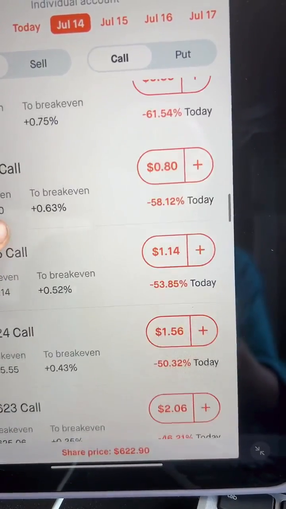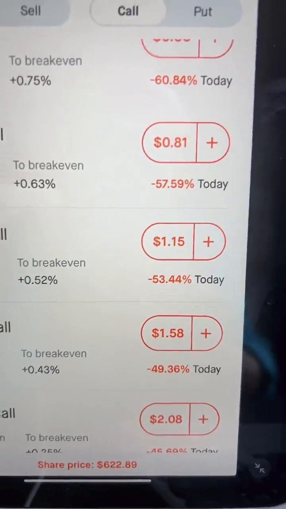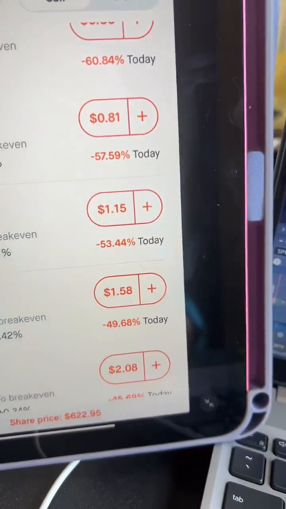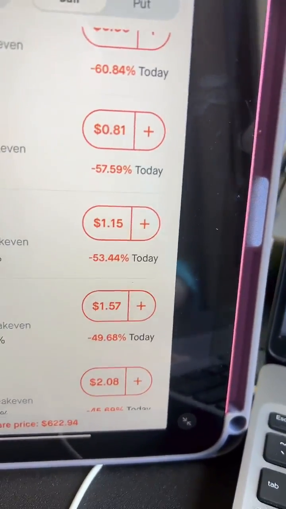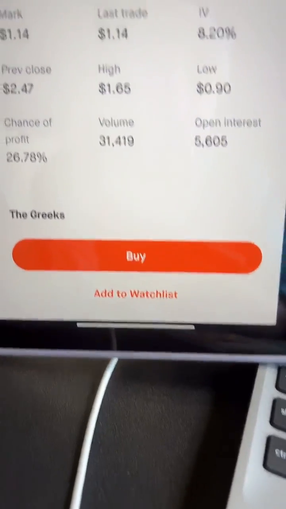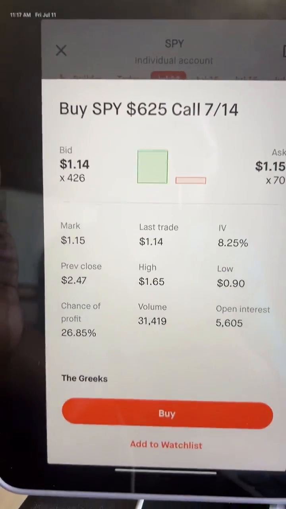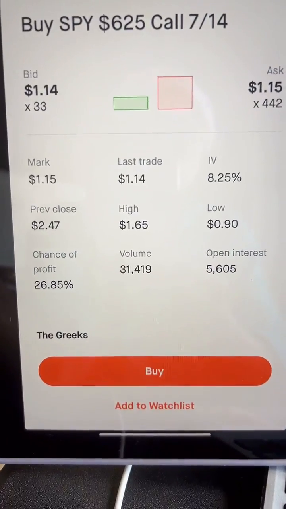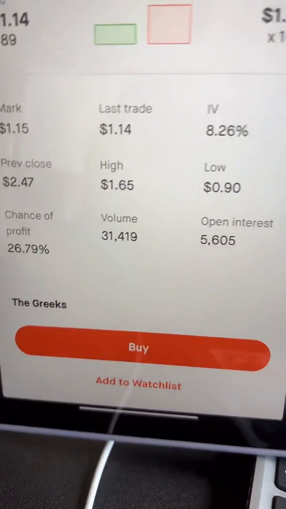And then it's going to say add to watch list. You see that? That's how it should look. Once it says add to watch list, go ahead and click that. Got it? And then you click open right there. Once you click open, you're in the position.